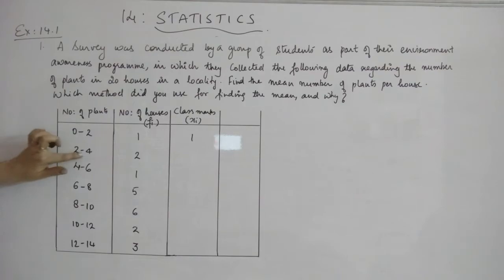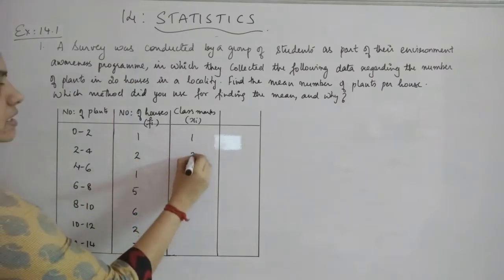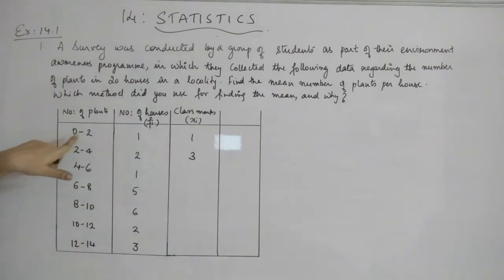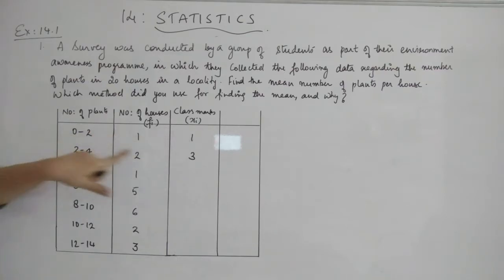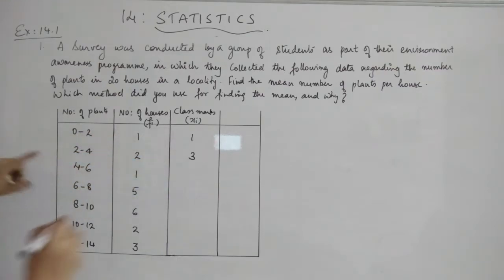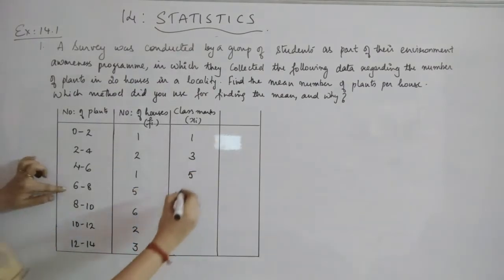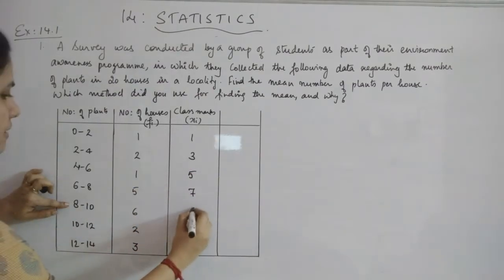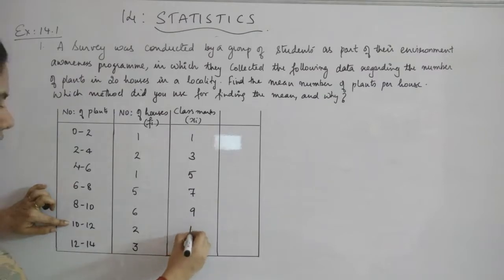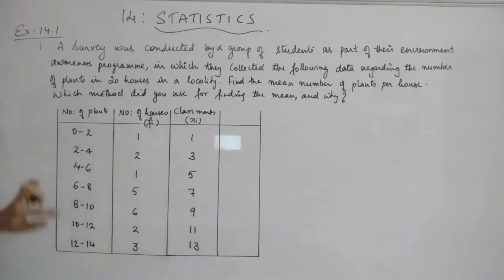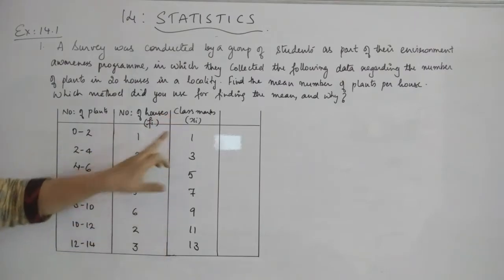Now again the average of the next two numbers: 2 plus 4 by 2, 2 plus 4 is 6, 6 by 2 is 3. You can see that you are getting the middle number between 0 and 2, which is 1, and between 2 and 4, which is 3. So here you will get 5, here it is 7, then 9, then 11 and then 13. So this gives you your class mark column, or Xi.